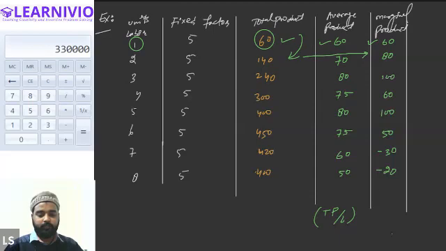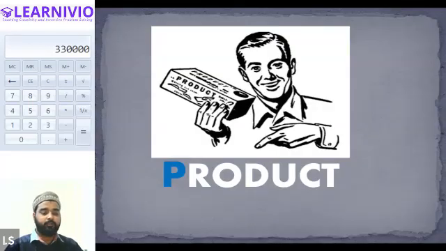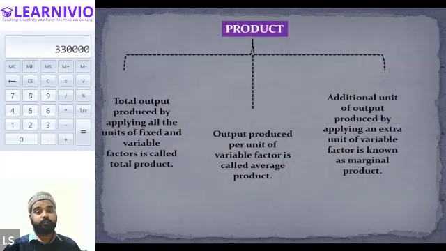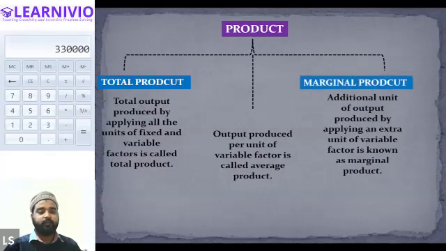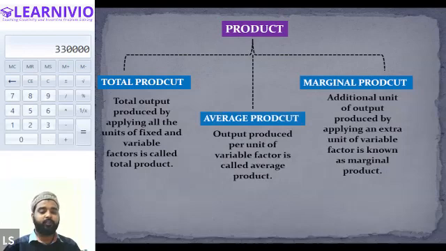Let's read the definition of the average, total, and marginal product on the PowerPoint. Total product is total output produced by applying all the units of the fixed and variable factor. Marginal product is the additional unit produced by applying one extra unit of labor. And average product is the output produced per unit of variable factor, that means output contributed by one labor. Variable factor simply means labor.